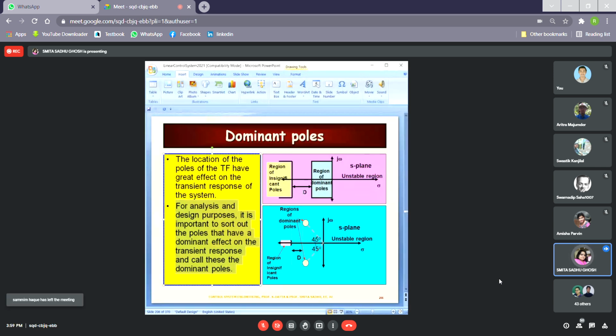Now there is no absolute value that you can say, okay, a difference of 10 over here is going to tell you that these are insignificant poles and those are dominant poles. No, basically this is a relative thing. How far or how close compared to the dominant poles is what matters. I'll go to the next slide and tell you what exactly we would typically be considering. So here in this plane, you can see the region of the dominant poles: if you have a complex conjugate pole pair, around a 45-degree angle over here would give you the region of dominant poles.